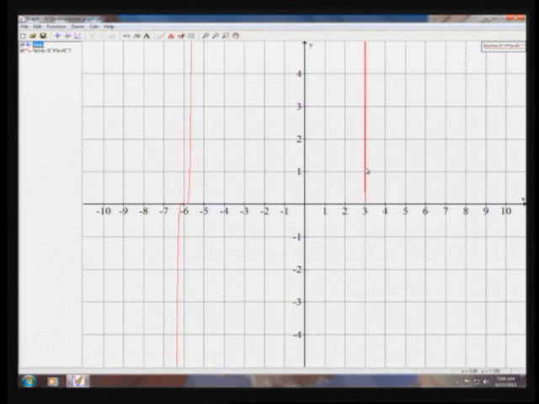So maybe this wasn't the best function to pick, but you can still see at least that at -6 it crosses the x-axis, and at 3 it touches the x-axis but doesn't cross the x-axis. And I just can't get a good enough window to show you what's happening. That just kind of is what it is.